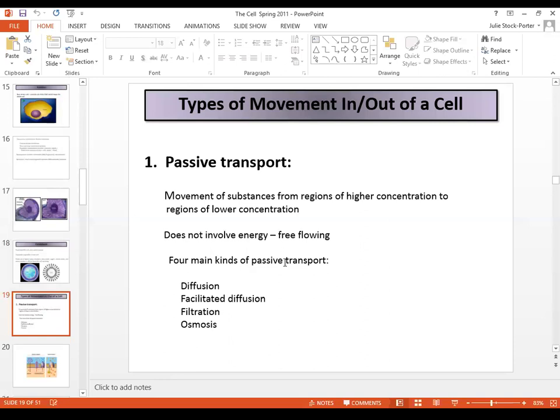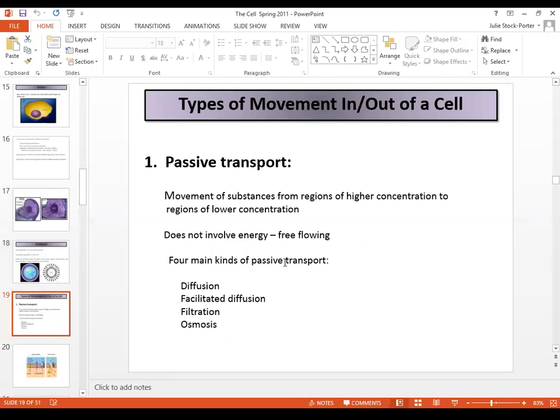Movement of substances from regions of high concentration to regions of low concentration with help until it reaches equilibrium. Filtration: movement of substances from regions of high concentration to low concentration through a filter until it reaches equilibrium. So you might have to go back and re-listen to that because I got things mixed up.